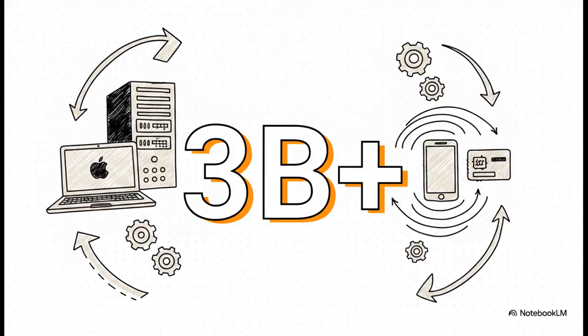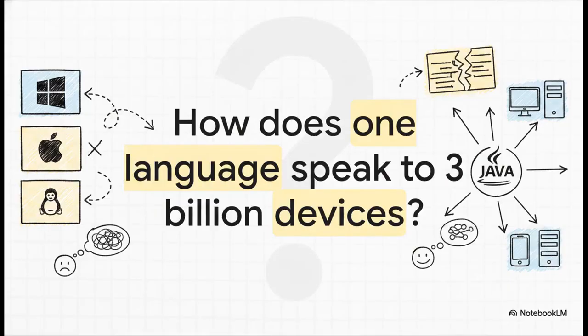Now just wrap your head around this number for a second. 3 billion. Oracle estimates that Java is currently running on over 3 billion devices worldwide. We're talking everything from your daily Mac laptop all the way up to massive enterprise-level Linux servers. It is literally everywhere. So that begs the obvious question, right? How on earth does one single programming language manage to speak to 3 billion completely different devices?